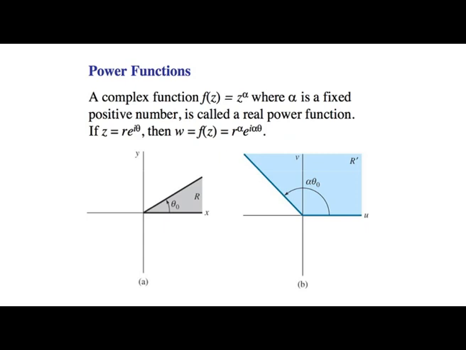Such a function is known as a real power function. Here, z has a real positive number as the power, so we call it a real power function. In the figure, if z is equal to r e raised to i theta, so we are using the exponential form here, it becomes easy for you to find the image. So, z raised to alpha becomes f of z is equal to (r e raised to i theta) the whole raised to alpha, which reduces to r raised to alpha into e raised to i alpha theta.